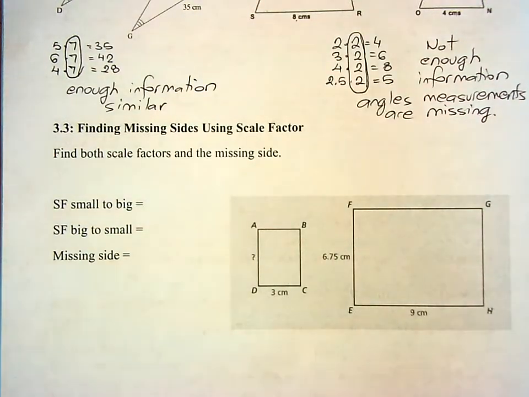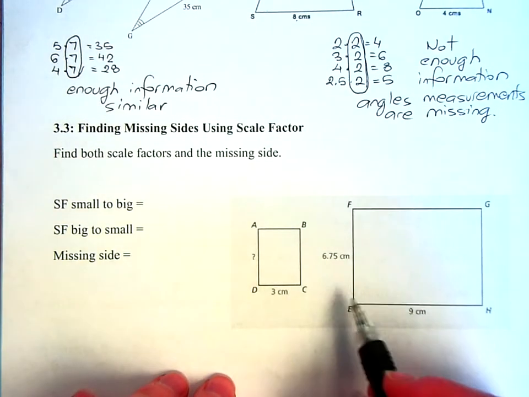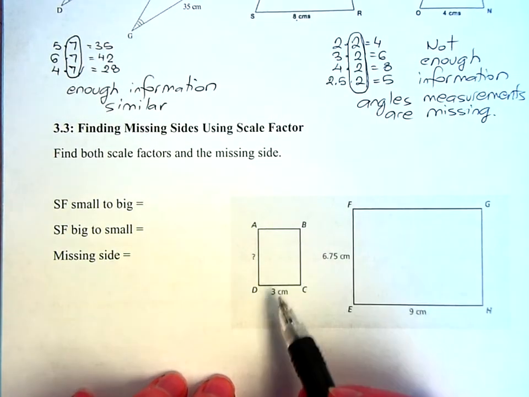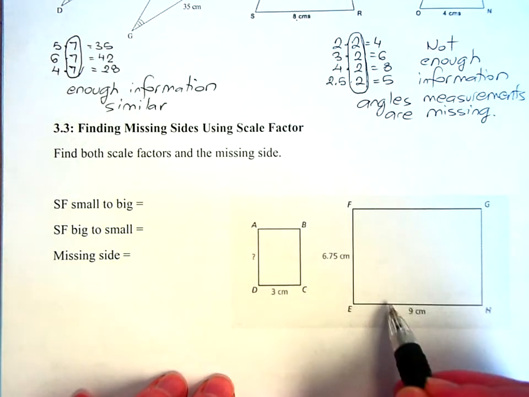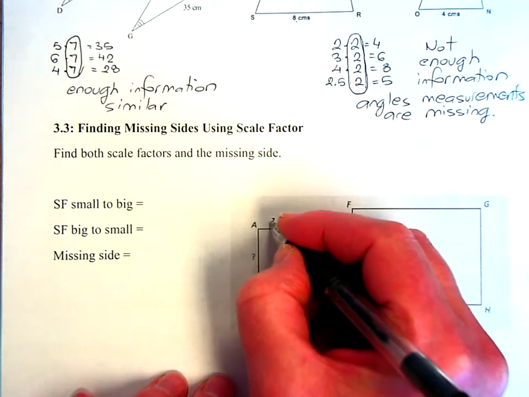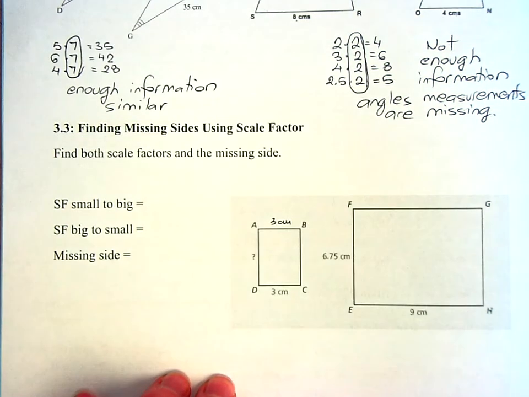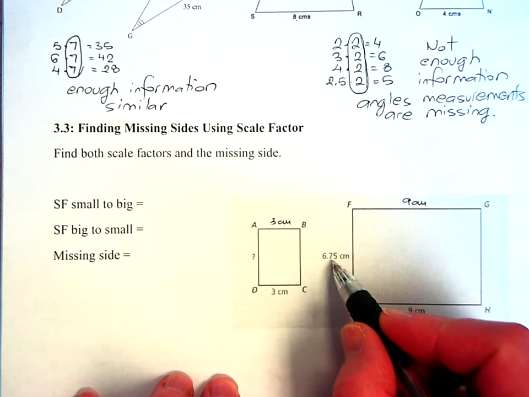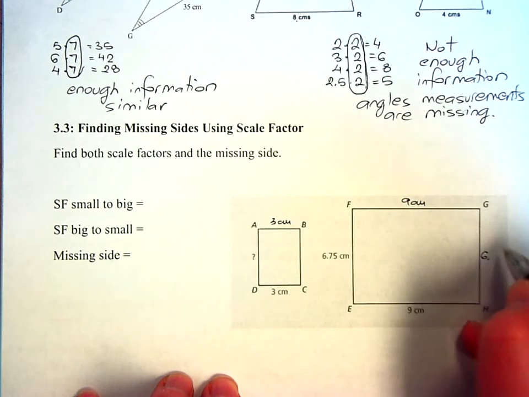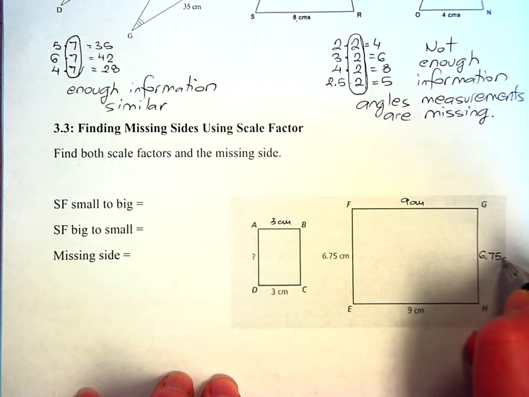Today's lesson is on section 3.3 from unit 4, which is about finding missing sides using scale factor. So, for example, here we are given two rectangles where we know that this side length is 3 centimeters, which means the opposite side, because they are rectangles, is also 3 centimeters. And then I know here that this one is 9, the opposite is 9 centimeters. This side length is 6.75, this is 6.75 as well.